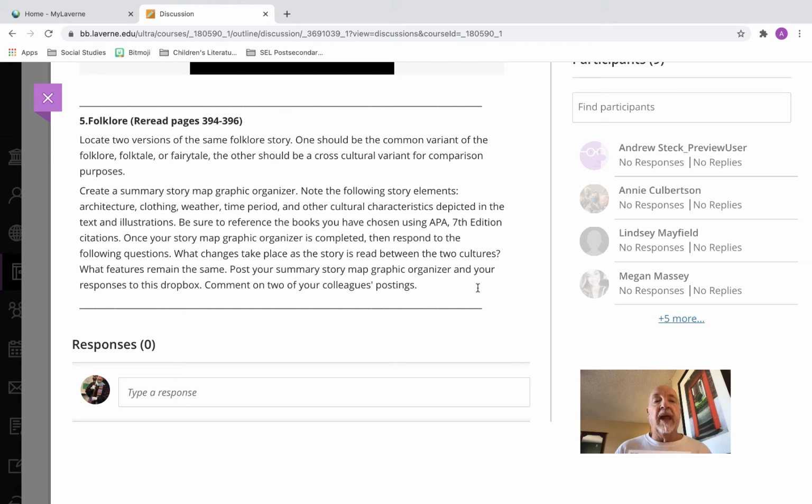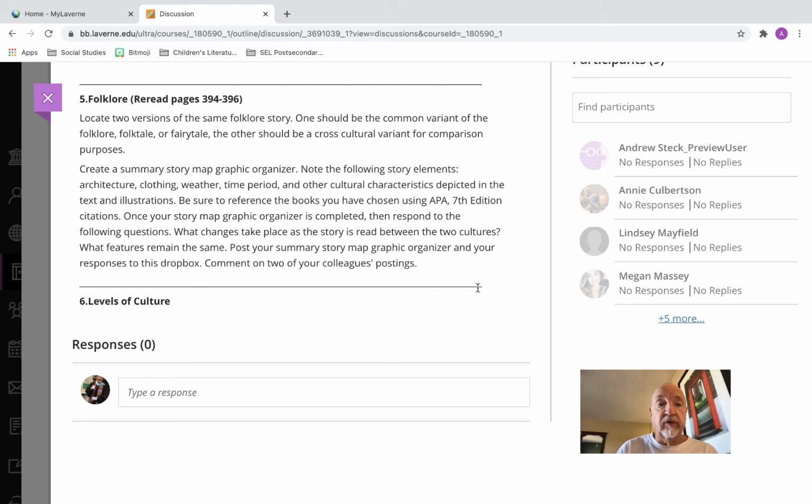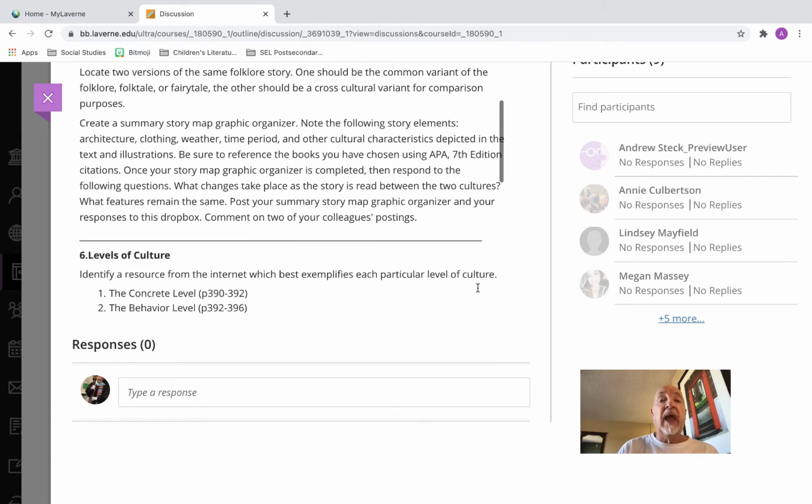Once your story map graphic organizer is complete, then respond to the following questions. What changes take place as the story is read between the two cultures? What features remain the same? Post your summary story map graphic organizer and your responses in this Dropbox, and then you're going to comment on 2 of your colleagues' postings.